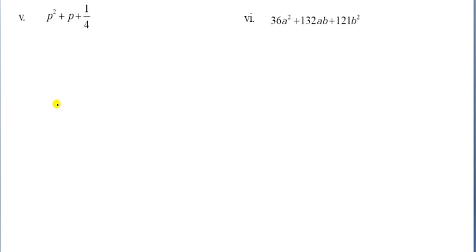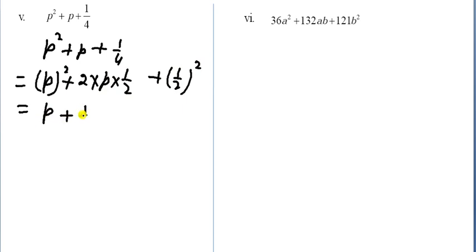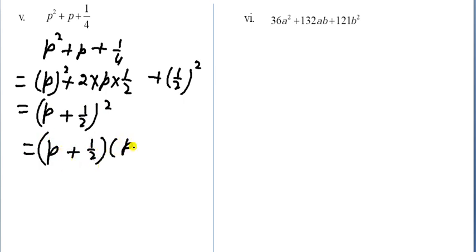Let us see this one. It is given as the fifth part. So in this question, let us see question number 5. It is given as p square plus p plus 1 by 4. How can we solve this? It is (p) whole square plus 2 into p into 1 by 2, and (1 by 2) whole square, that is 1 by 4. So you have to write it as (p + 1/2) whole square, and you can write it as 2 times, so (p + 1/2), and once again (p + 1/2). So that is your answer.